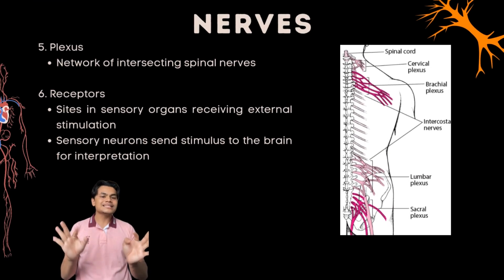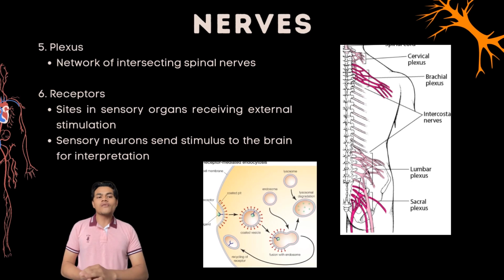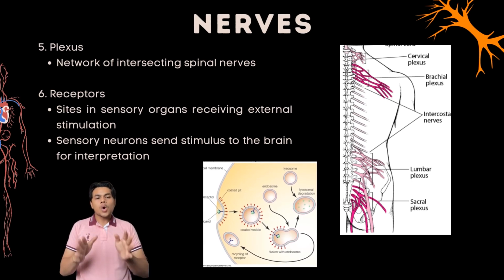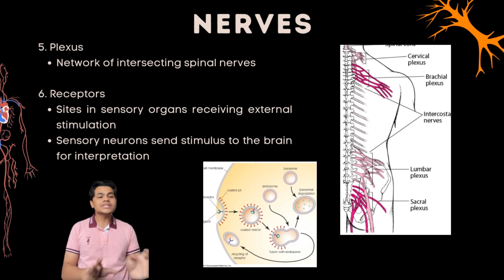Meanwhile, a plexus is a network of intersecting spinal nerves, or in the plural, plexuses, and this term is also described as a network of intersecting blood or lymphatic vessels. Now, the next one is receptors. Receptors are sites in the sensory organs that include eyes, ears, skin, nose and also taste buds that receive external stimulation. The receptors also can send the stimulus through the sensory neurons to the brain for interpretation.